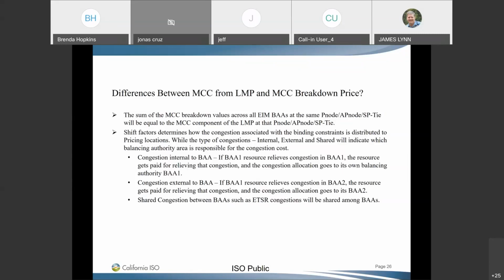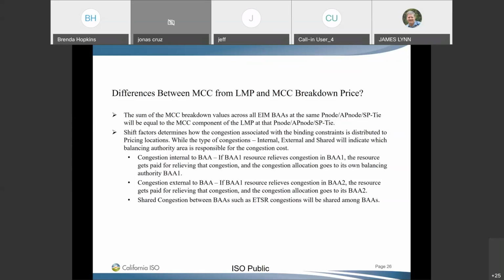So if you are the third party, and your customer was the person who had the wheel-through, you would possibly get paid $30 for importing the energy and charged $500 for leaving the EIM area. But you didn't cause any of the congestion. What caused the congestion was internal congestion within the balancing authority area that you may have been leaving.